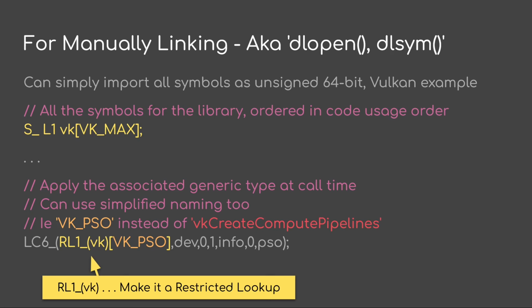At the call site, I can use the associated generic type via the macro. So for instance, if I want vkCreateComputePipelines, I know I need 6 arguments, and I know I want one return. If I'm not going to use the return, it doesn't matter. However, I will define vk underscore pso as the index to the actual function pointer inside my vk array, and I will use the rl1 underscore to make it a restricted lookup when I actually look up the function pointer. This way, if I use it multiple times in a row, it could potentially be cached in a register without another lookup.